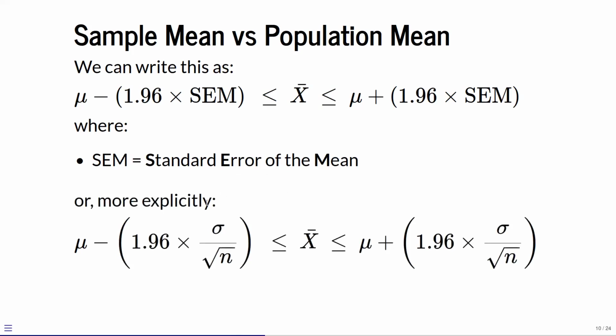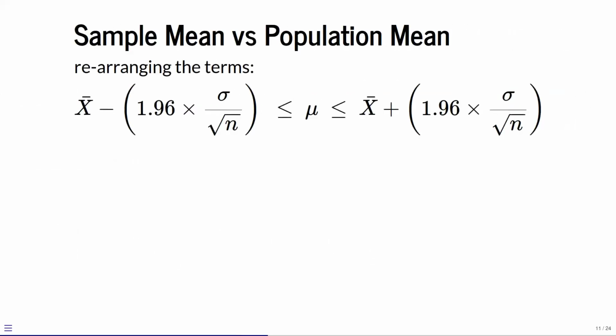And we can write this more explicitly by, instead of SEM, we can just write what the standard error of the mean is, which is, as we saw, sigma, the population standard deviation, divided by square root of the sample size. So we get this inequality. We can rearrange the terms of that inequality to get the population mean in the middle. So now we converted an interval around the population mean, where 95% of the sample means are expected to fall, into an interval around the sample mean, and the interval has the same width.